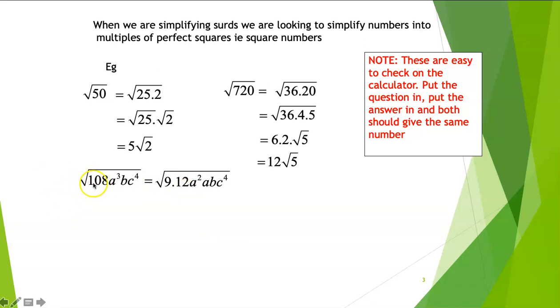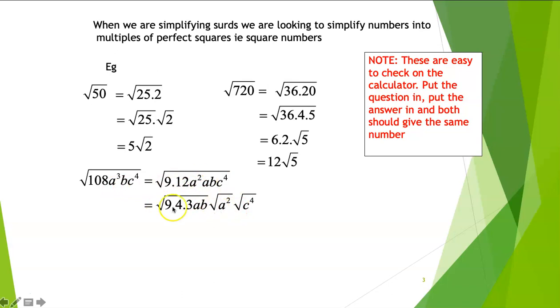So basically 108 is written as 9 times 12. And then that 12 can be expanded even further, because the 12 comes from 4 times 3. The a to the power of 3, I've written it as the even power, which is a to the power of 2, and a, just an odd, and c to the power of 4 because it's even already, so I've left it as it is. Now I'll find the square roots.